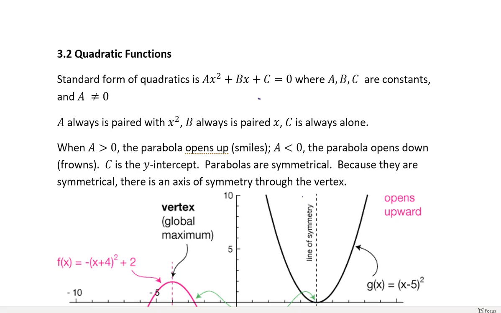So a couple things you should know. When we talk about a is greater than 0, the parabola does open up, and I call it smiles. And then a less than 0, the parabola opens down, or it frowns. The c is always the y-intercept. Parabolas are symmetrical. Because they're symmetrical, there's an axis of symmetry through the vertex.